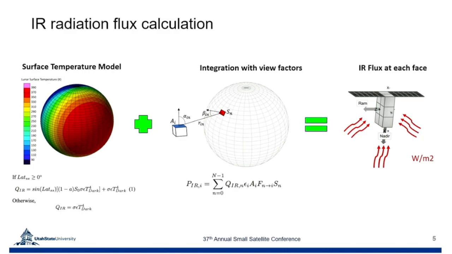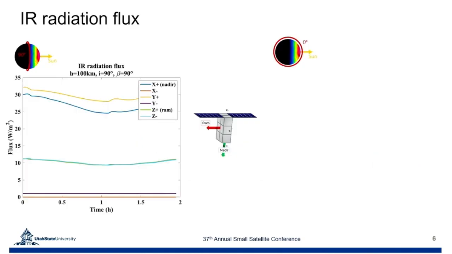To calculate the IR flux, we usually start by modeling the surface temperature, and then we apply an integration. We discretize the Moon into many patches. We consider the view factors of those patches with each face of our satellite, considering a fixed point and condition, and then we come up with the IR flux on each face. So let's take a look at the profile of the IR flux on each face. Here we start with a 90-degree beta angle. That would be the cold case.